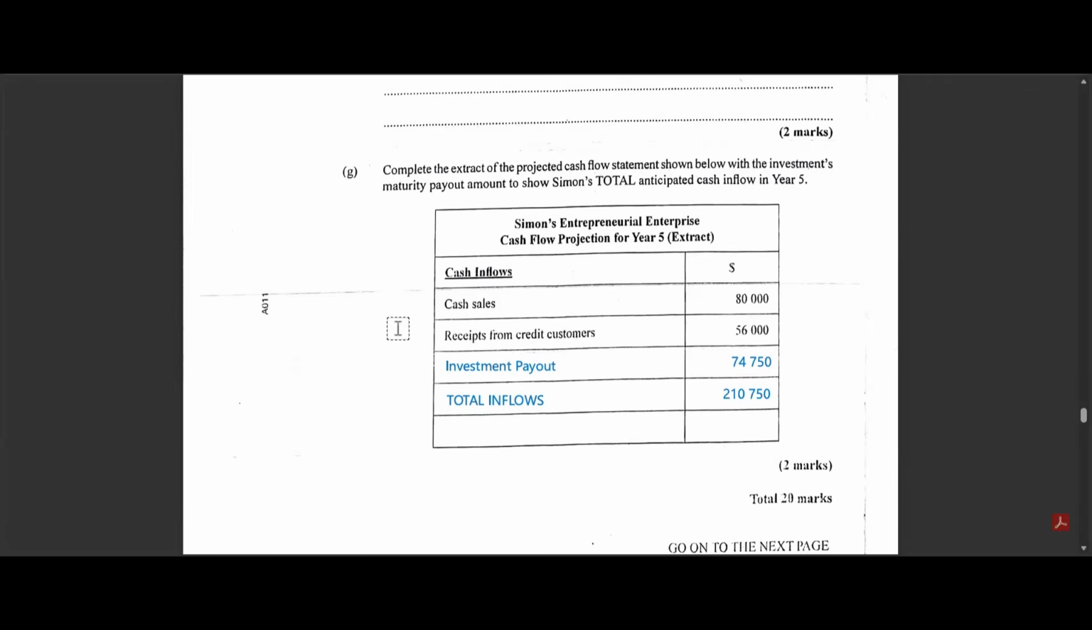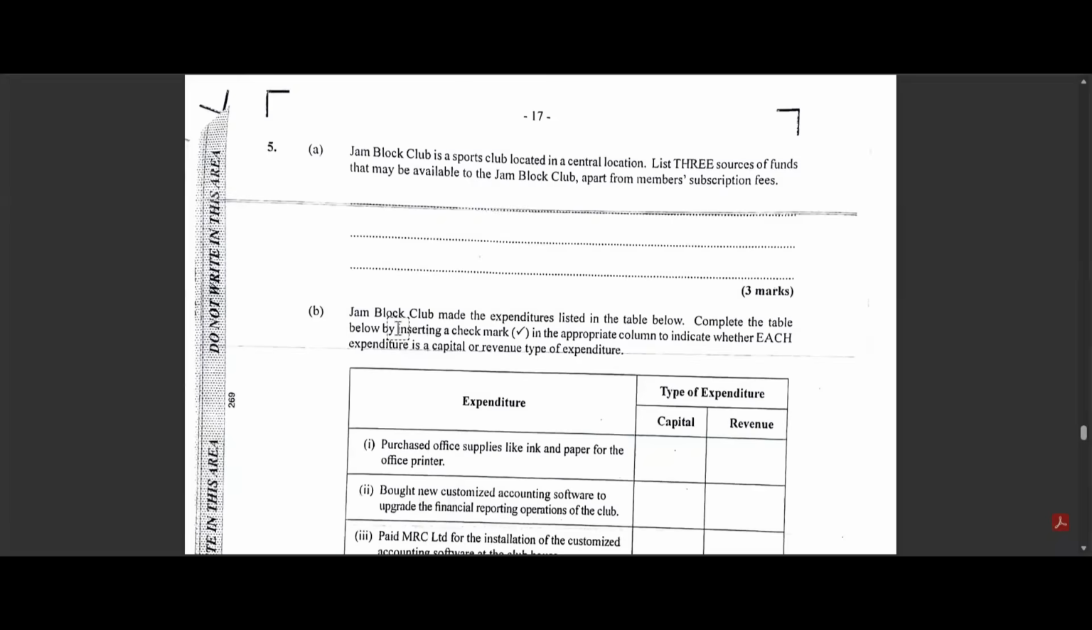Pretty awesome. Good, so we got through 4 questions so far, guys. So time for us to move on to number 5. Let's have a look at number 5. Let's check it out. Now, question 5 dealt with Jam Block Club, and this is a sports club. And as you guys remember from your studies, when you look at sports clubs and so on, they are normally classified as non-profit organizations. So, with that in mind, let's see if we can answer up this question.